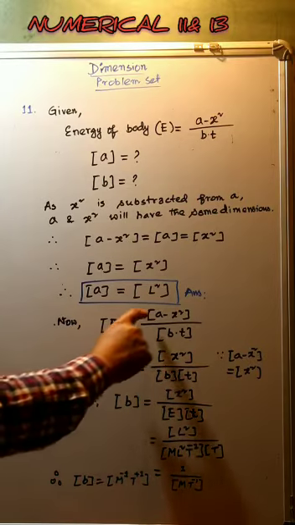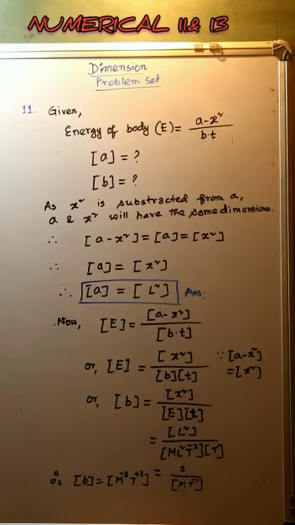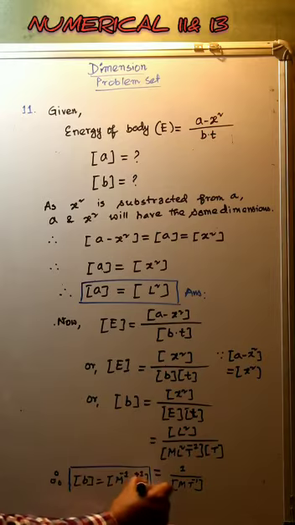So here E equal to x square divided by this one, so B will move to this position, and this is one of the answers. This is another answer.